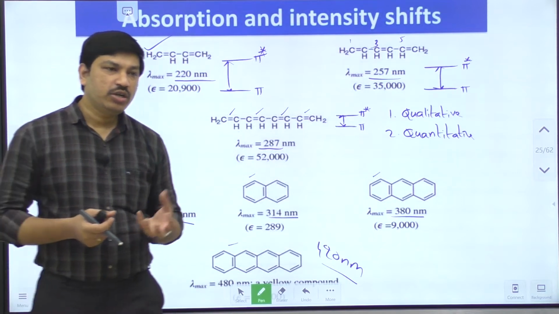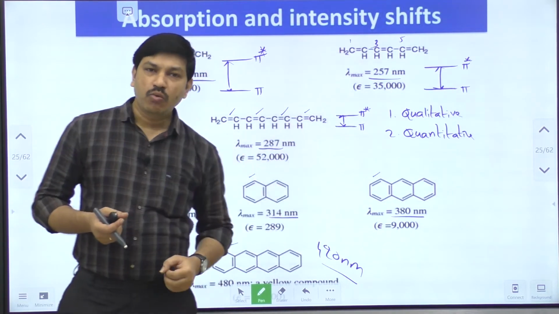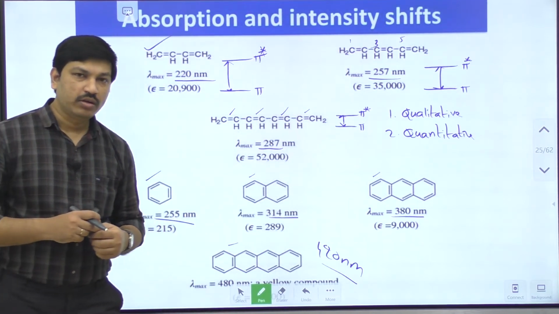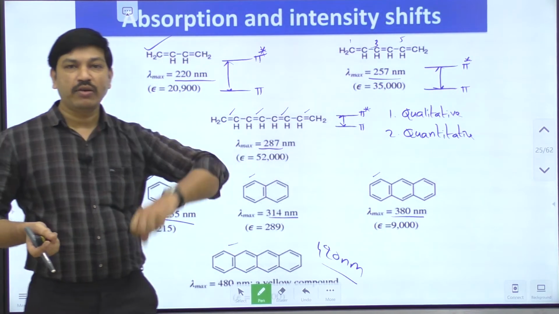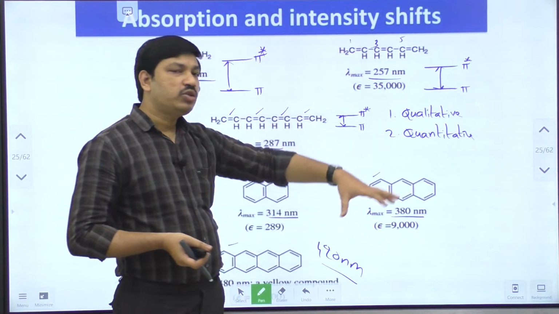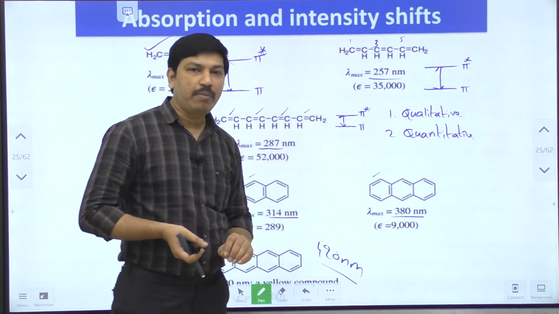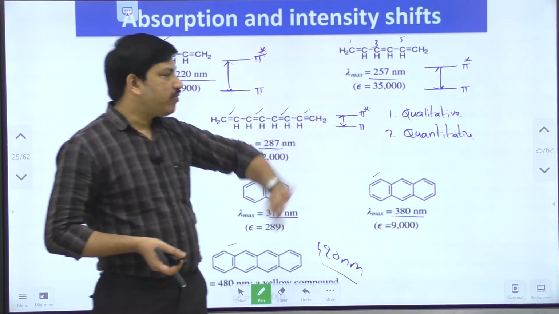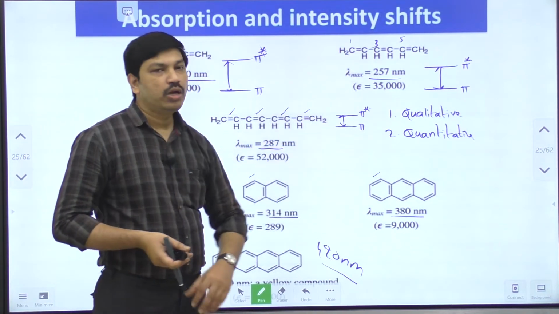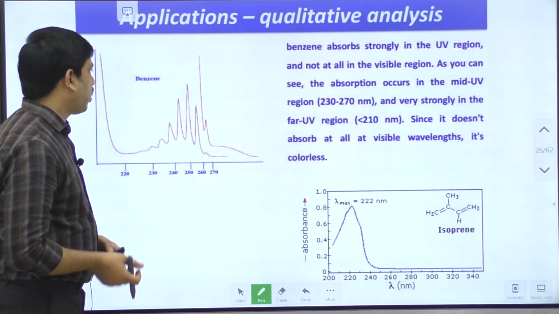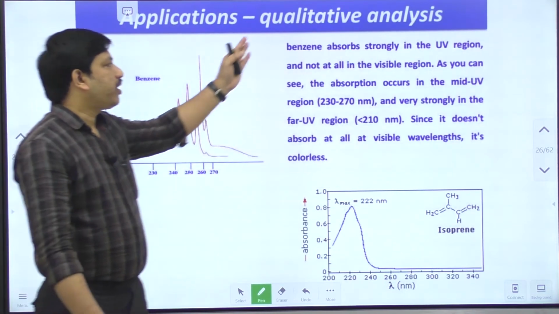So what is the concentration? It is the amount of solid compound available in a given solvent. So it is also useful to estimate how much of that particular compound is available. Like that, it has qualitative as well as quantitative applications. We will see them one by one. First we will see some of the qualitative applications, then we will go to the quantitative applications. Okay, so qualitative applications or qualitative analysis.